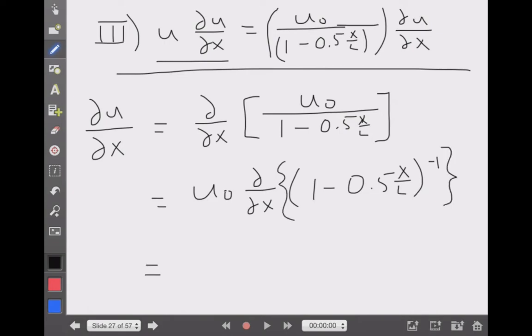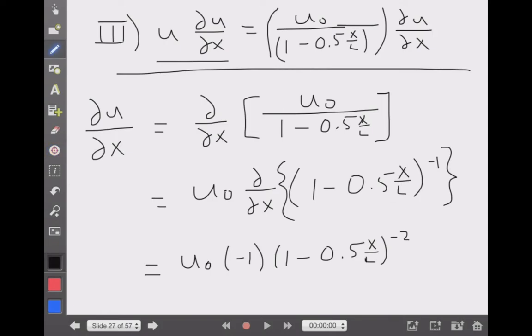So this derivative is minus 1 times 1 minus 0.5 x over L to the minus 2. We have to subtract 1 from this exponent, so minus 1 minus 1 gives us minus 2. And then we need to calculate the derivative of what's inside this quantity. The 1 goes to 0, and we're left with the derivative of minus a half x over L, which is minus a half over L.